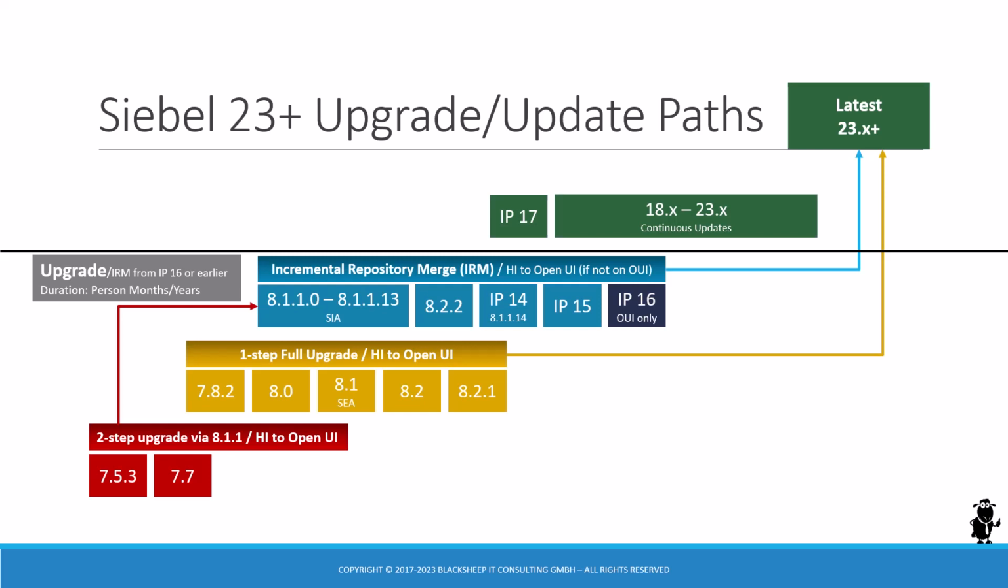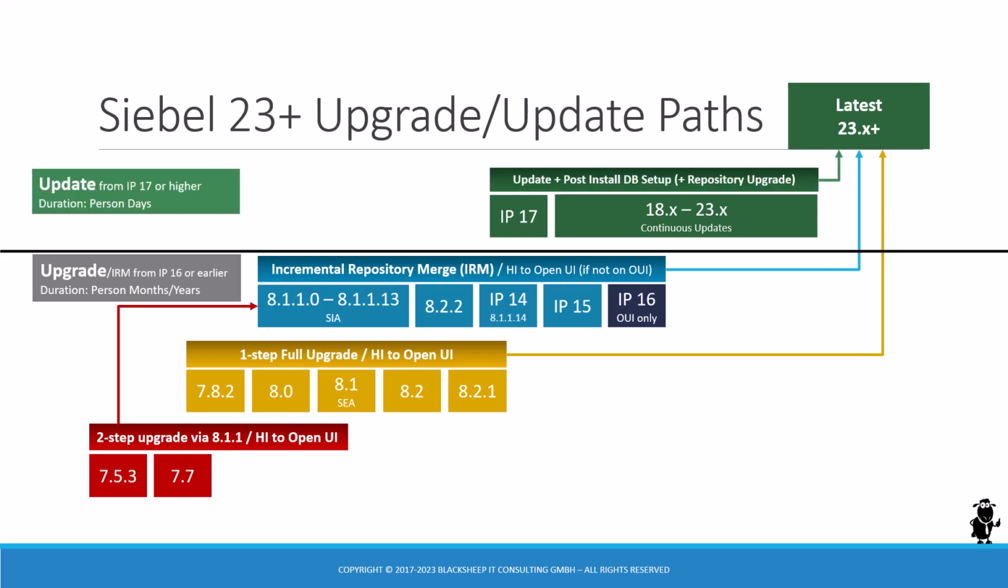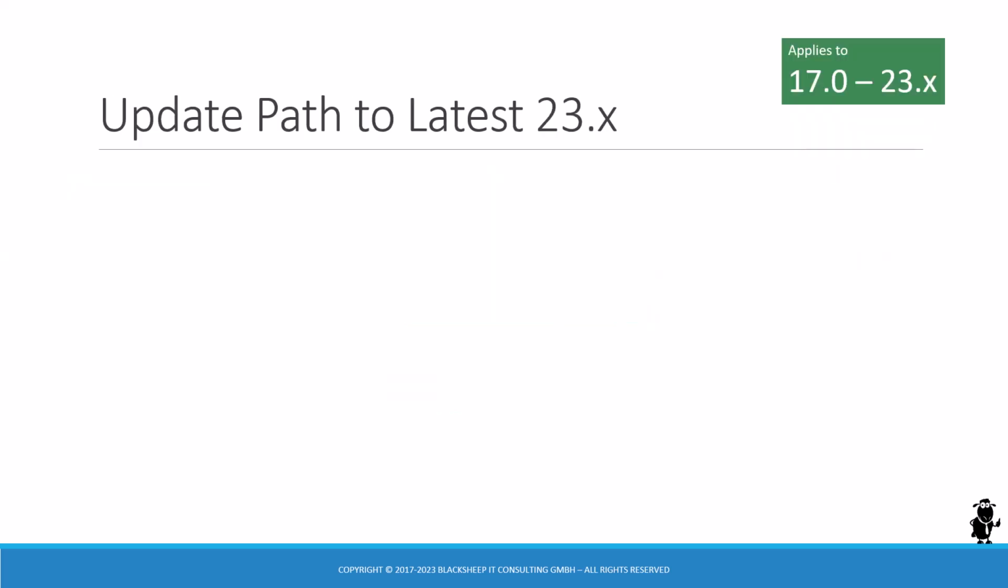So if you already are on IP17 or anything higher than that, including 18, 19, 20, you name it, then we talk about updates. And an update is measured in person days. It's just a matter of a few days to get your environment from that older version to the latest 23.x or higher. So let's dive a little bit into the update paths that we have.